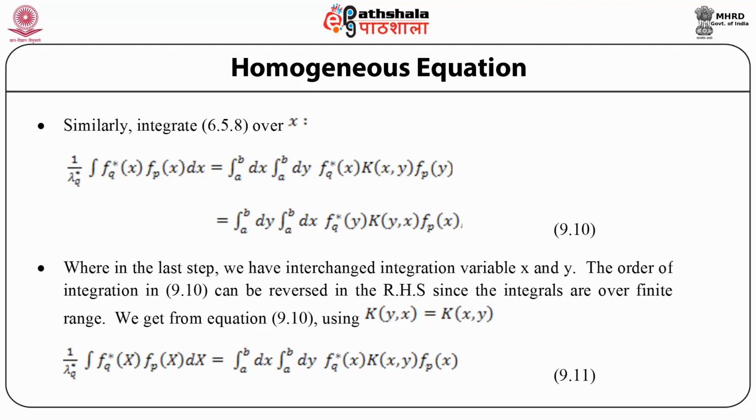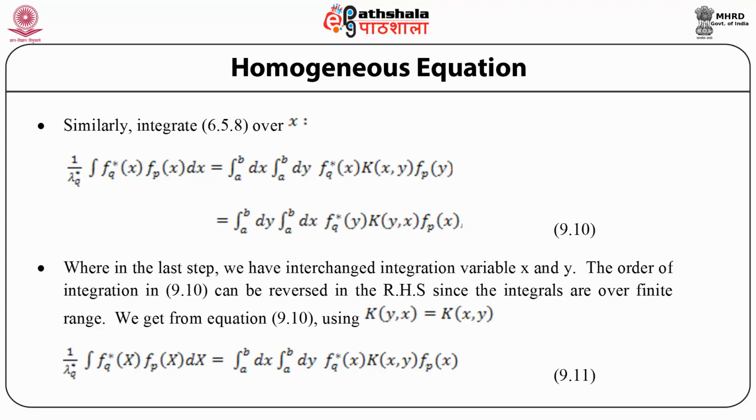Similarly, we can integrate the other equation over x and we get 1 upon lambda q star integral of q star f_p(x) dx is equal to the double integral over x and y of the product of functions f_q star(x), k(x,y) and f_p(y). Again, by interchanging the variables, the order of integration can be reversed since the integrals are over finite range.